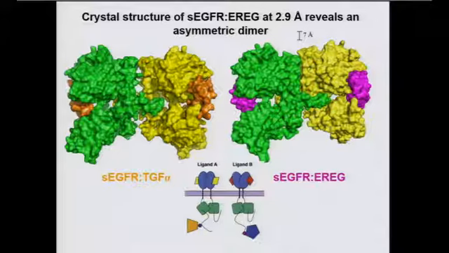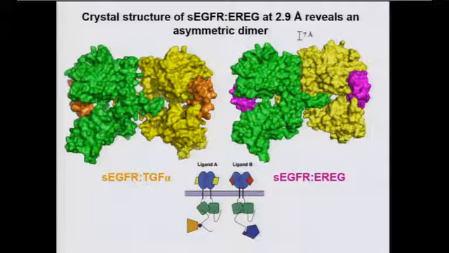On the left here, and I'll show you a couple of pictures of this, is a dimer of the extracellular region of the EGF receptor bound to TGF alpha, a canonical ligand. On the right here is the extracellular region of the EGF receptor bound to epiregulin, one of these red ligands. And what you'll notice immediately is there's an asymmetry here. This is a quite symmetric complex. This is actually a substantially asymmetric complex. The structure is actually quite different.